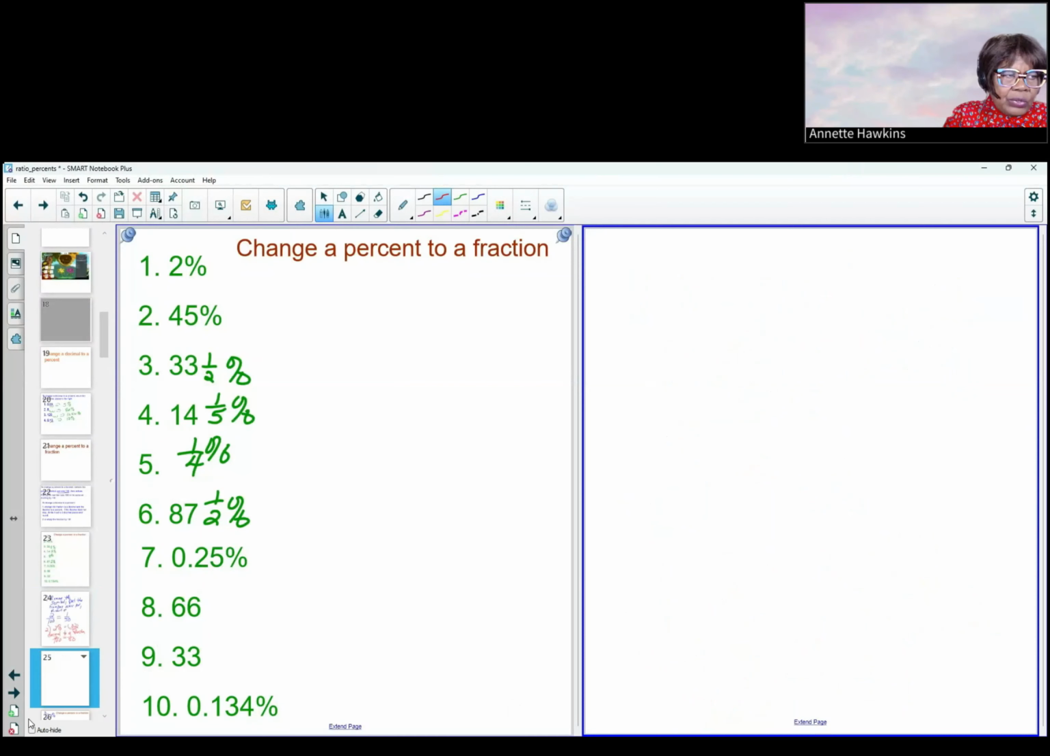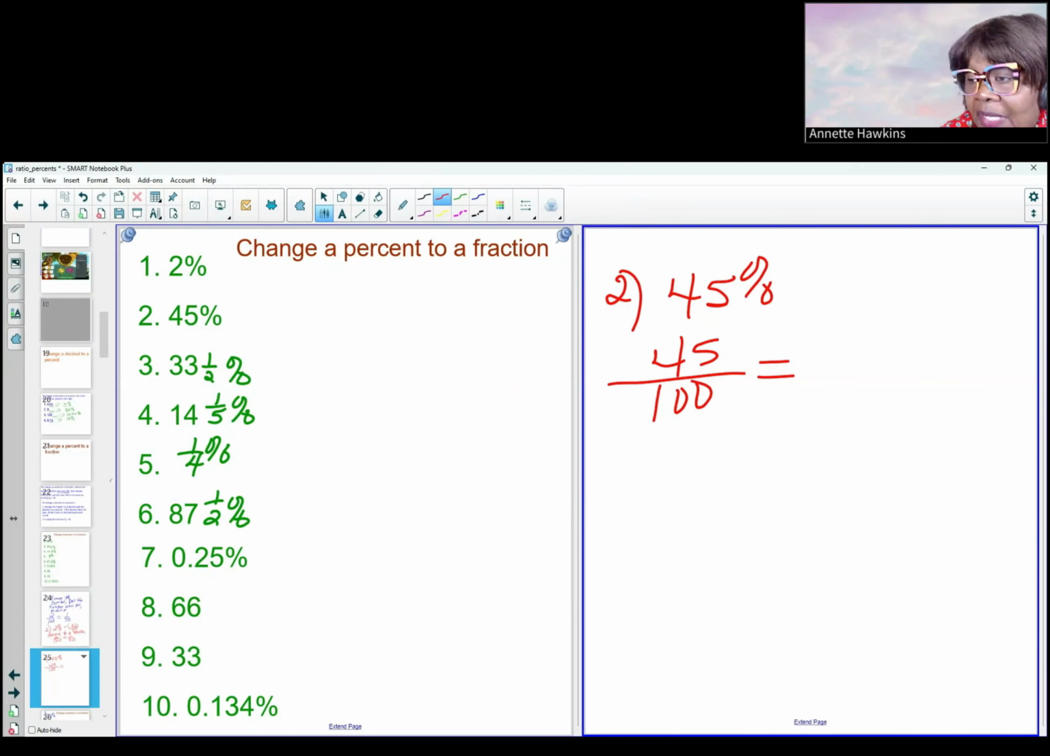All right, let's do number 2, 45%. Remove the symbol, put it over 100, and then we want to reduce. Now this ends in 5 and 0, so we know that 5 are going to 45 9 times, 5 are going to 100 20 times. So the fraction is 9/20.